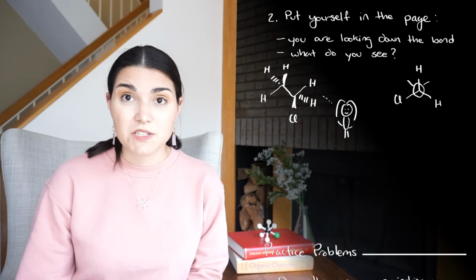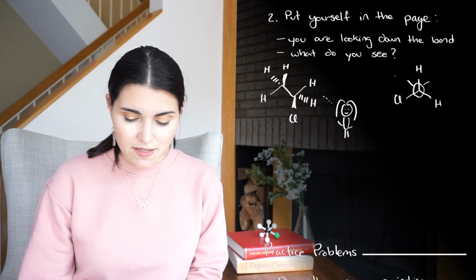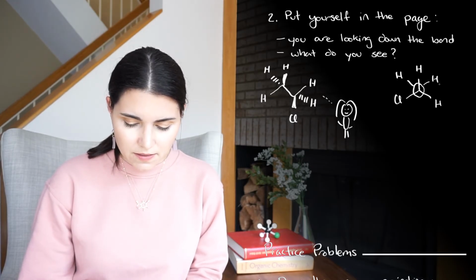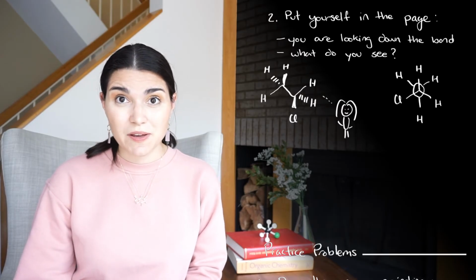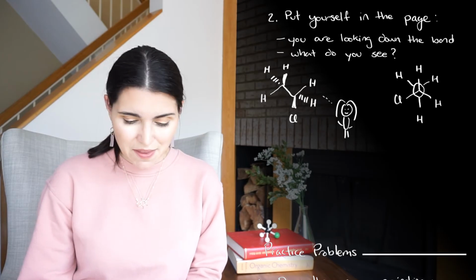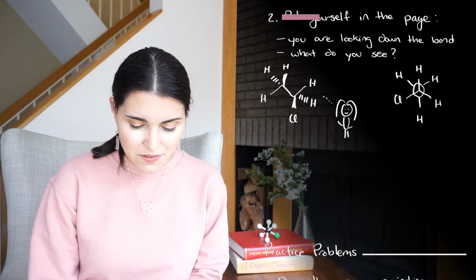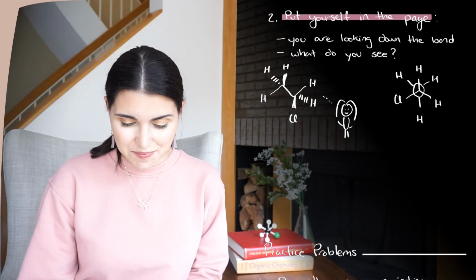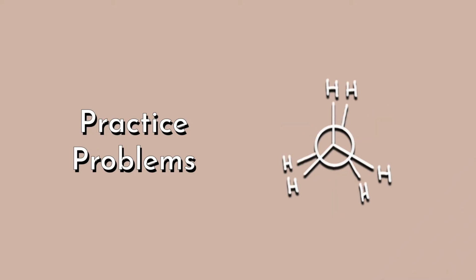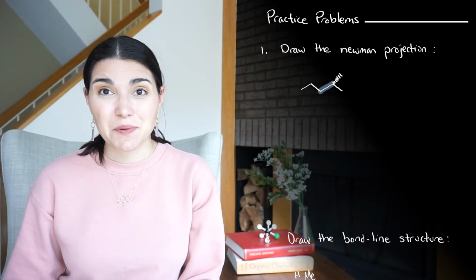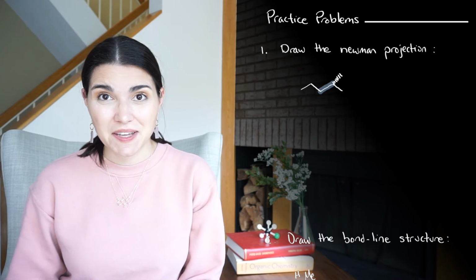If I look at the substituents on the back carbon, I look up, I see a hydrogen on either side. And if I look down, I see another hydrogen pointing straight at my feet. So I really like this method. I think it is really great to put yourself in the page. All right, let's do a couple of practice problems to see if you've learned anything.